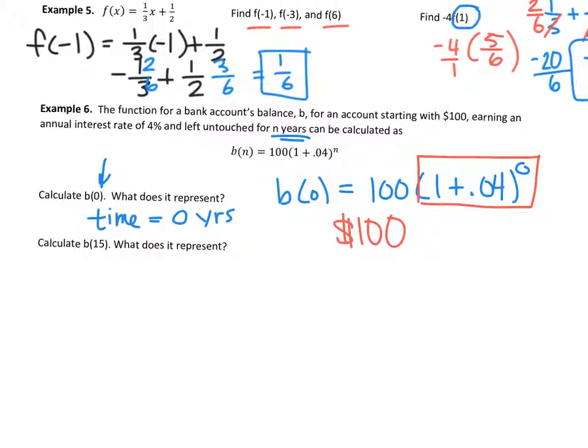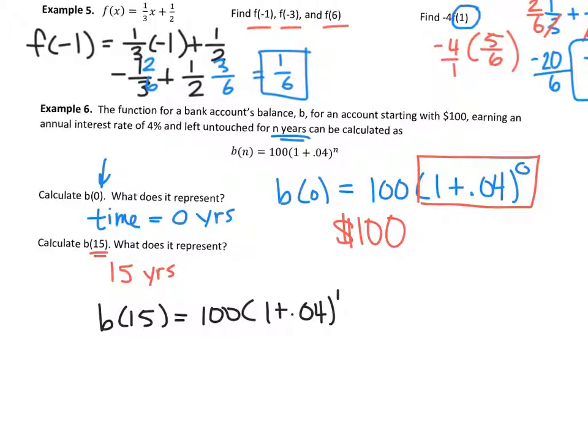Calculate B of 15, and what does that represent? Remember, n equals 15, so this means 15 years have gone by. How much is in your account? So B of 15 equals 100 times 1 plus 0.04 to the 15th power. You want to put this in your calculator and make sure that you round to 2 decimal places, because we're talking about money. So make sure you have 2 decimal places.